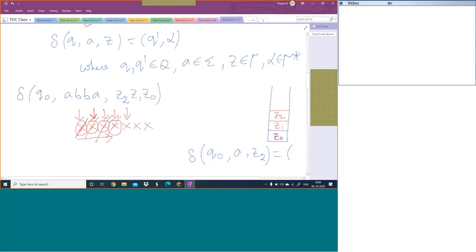starting from the leftmost symbol, it moves to the rightmost symbol. The PDA cannot take two or more symbols at a time. It can take only one symbol at a time, as in the case of finite automata.